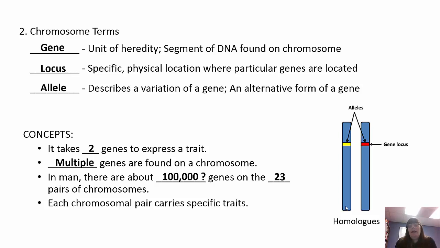But still, let's say we have 23,000 genes. We only have 23 pairs of chromosomes. And again, each set of chromosomes is going to have the same genes. So 23,000 genes on 23 chromosomes, so you can do the math there. So each chromosomal pair is going to carry specific traits. And that was part of what the Human Genome Project was, to map our chromosomes and figure out which traits were carried on which chromosomes.